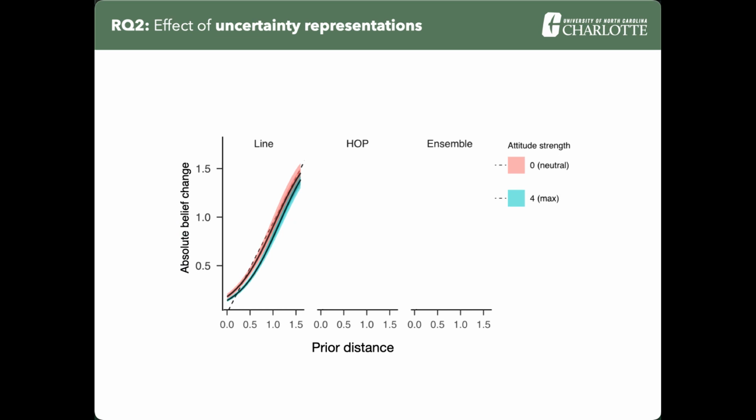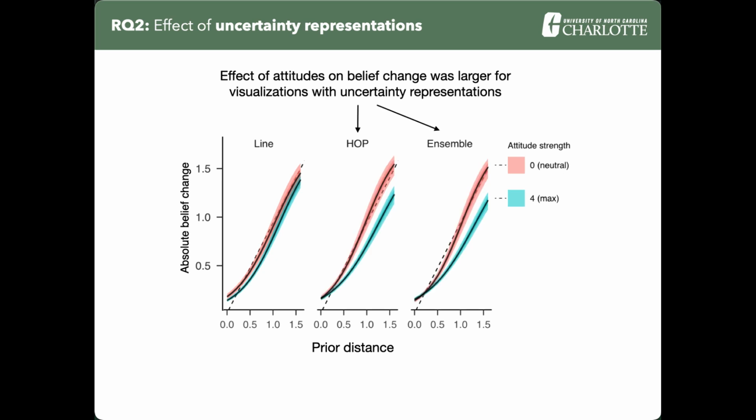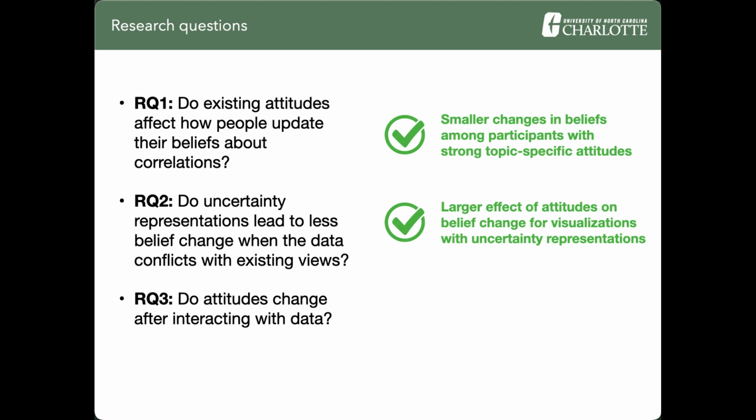The results comparing these conditions showed that indeed there is an effect of uncertainty representations. So in the line condition with no uncertainty, there's very little effect of prior attitudes on belief change. But it's in the ensemble and the HOP conditions where we really see this effect, where people with strong attitudes on a topic made smaller adjustments to their beliefs. So for the second research question, the findings support our original prediction that uncertainty representations appear to interact with people's prior attitudes and can lead to less belief change compared to when visualizations don't have uncertainty representations.